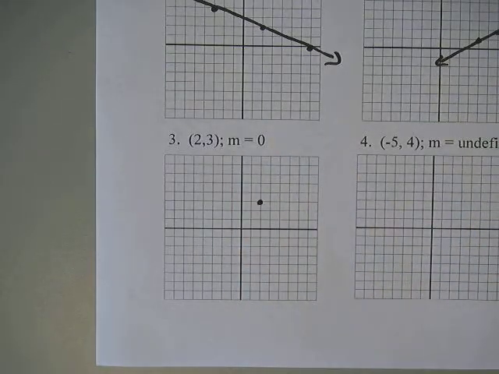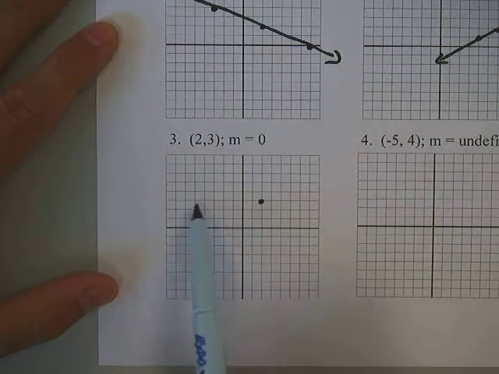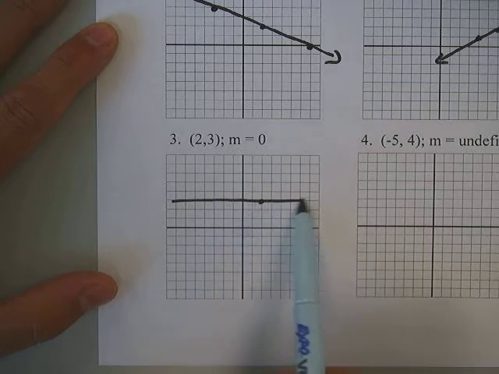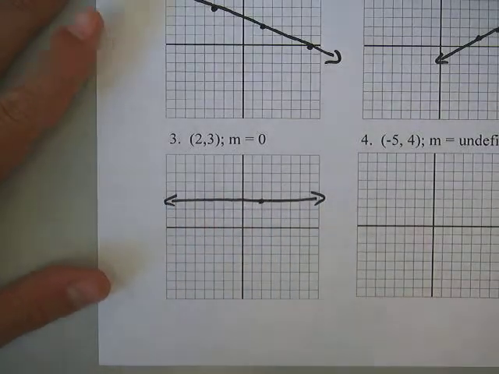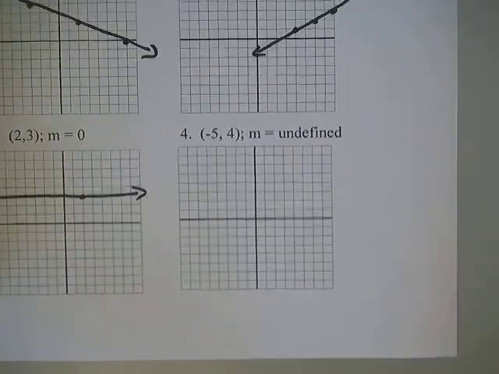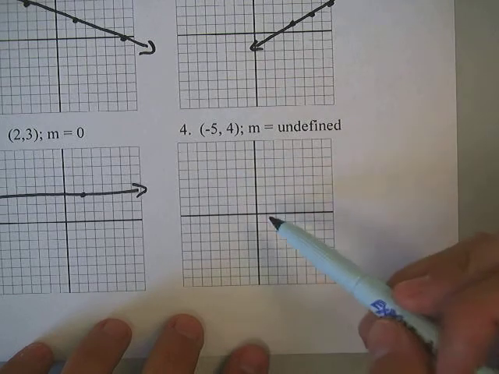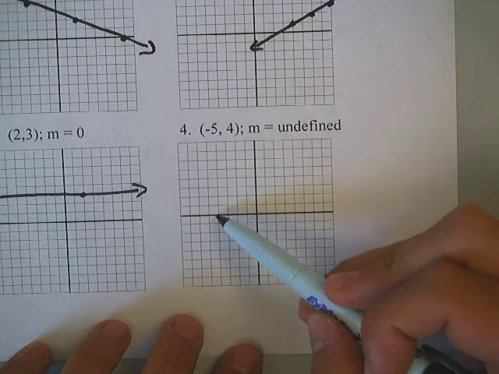This one says I go through the point (2, 3) and has slope 0. So 2, 3. Now we just talked about this. If I have slope 0, what kind of line is that? Every one of these types of lines has slope 0. We just talked about it right above, and that's a horizontal line. So I'm just going to simply draw a horizontal line through that point.